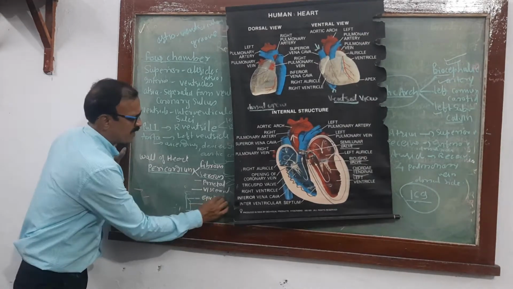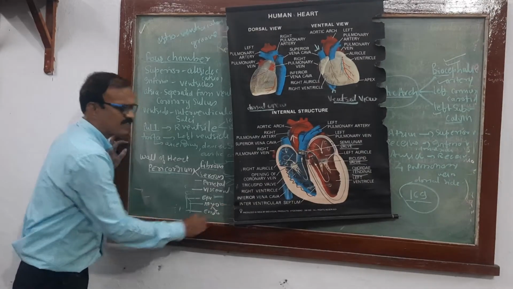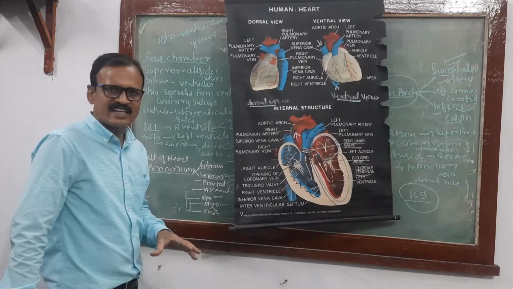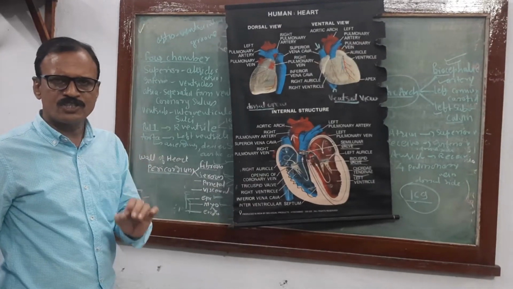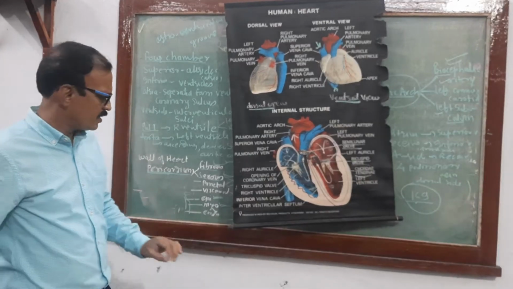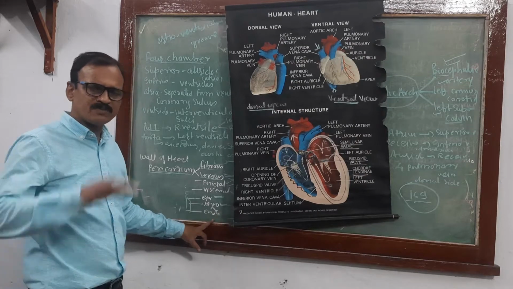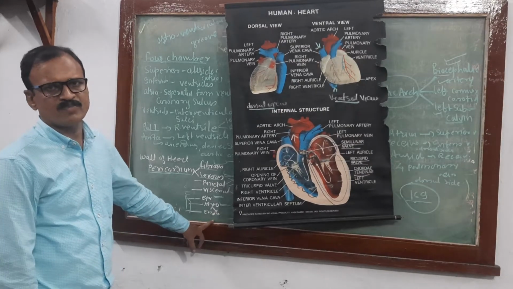What about the epicardium? The outer layer. Myocardium is made up of cardiac muscle, capable of undergoing contraction and relaxation. Contraction is called systole, relaxation is called diastole. Endocardium is the inner layer, made up of squamous epithelium, which is closely applied to the chambers of the heart.